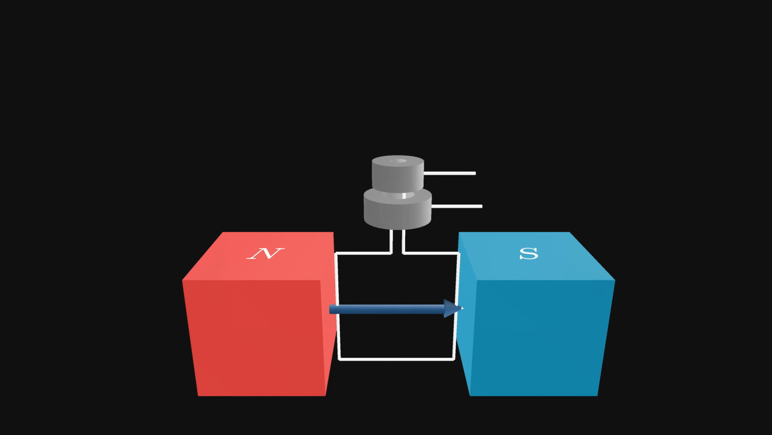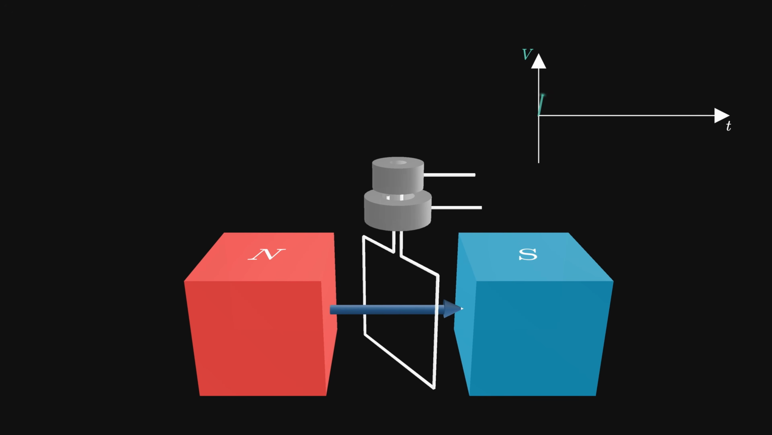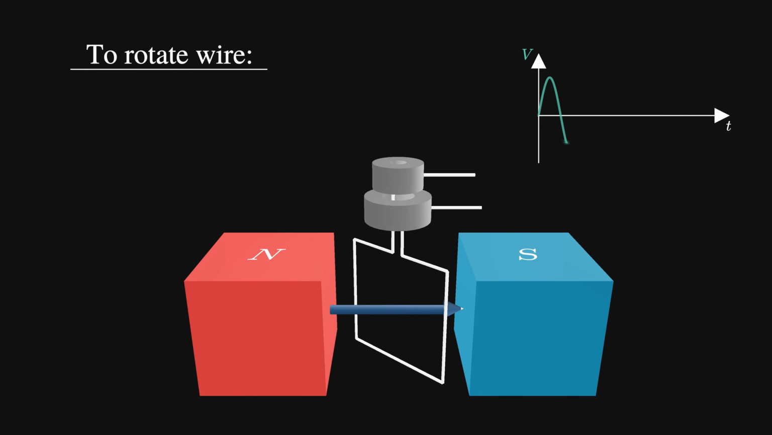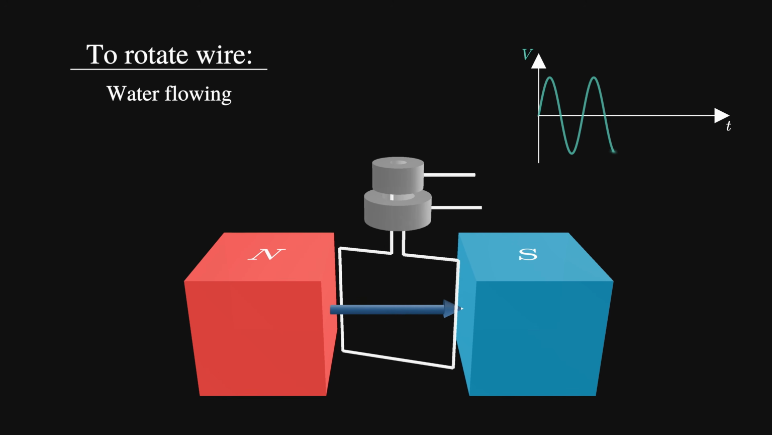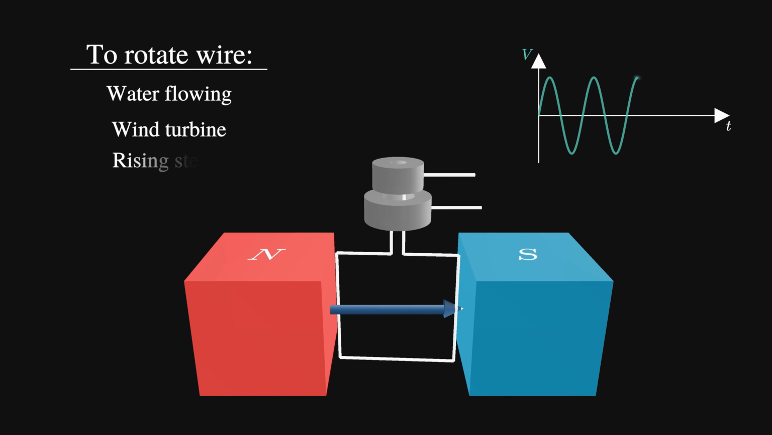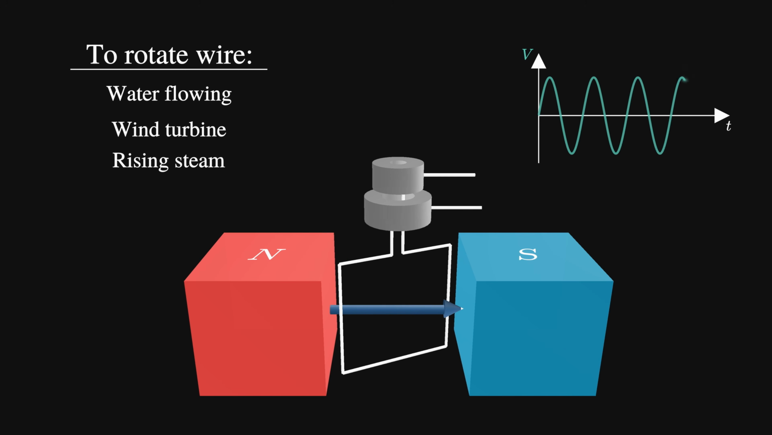The other consideration is how we actually rotate our generator. Conveniently, there are many processes in nature that can do this for us. We could use the natural flow of a river, wind turbines, or rising steam, for example. As long as we keep the turbine rotating steadily, it will generate electricity for us.